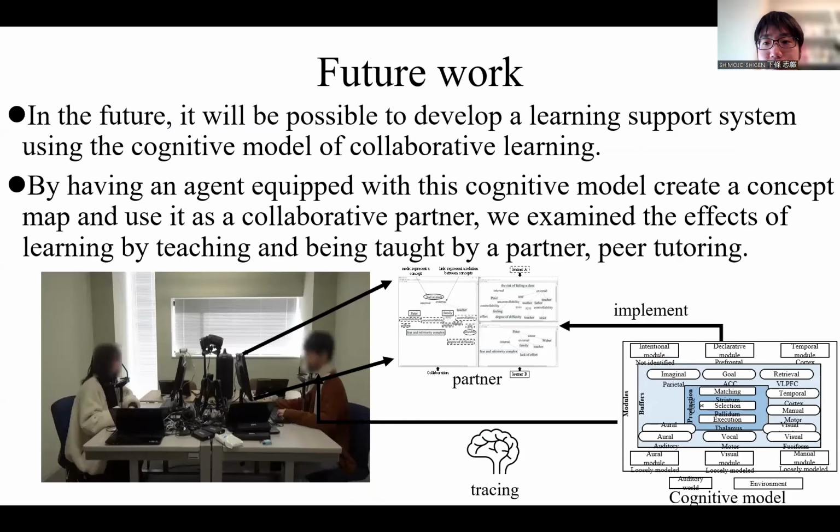In the future, it will be possible to develop a learning support system using the cognitive model of collaborative learning. By having an agent equipped with this cognitive model create a concept map and use it as a collaborative partner, we examined the effect of learning by teaching and being taught by a partner in peer tutoring.